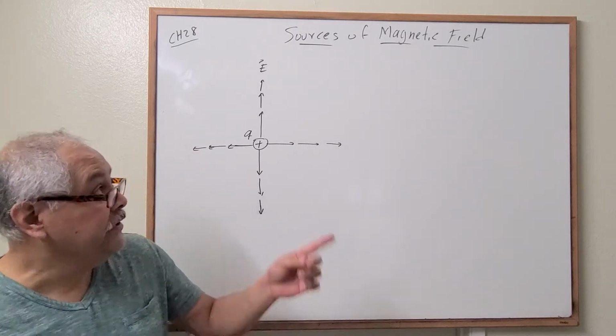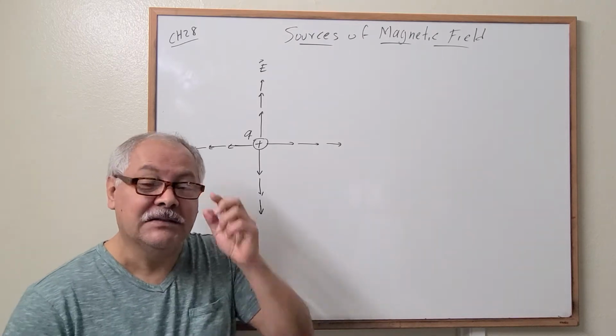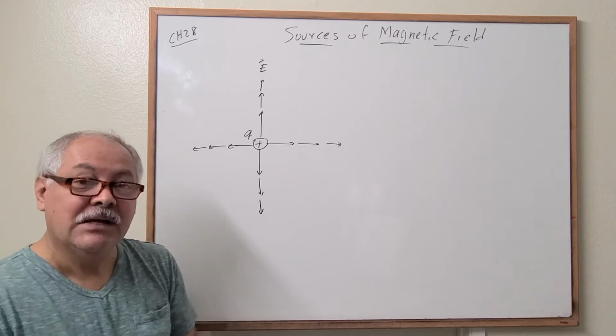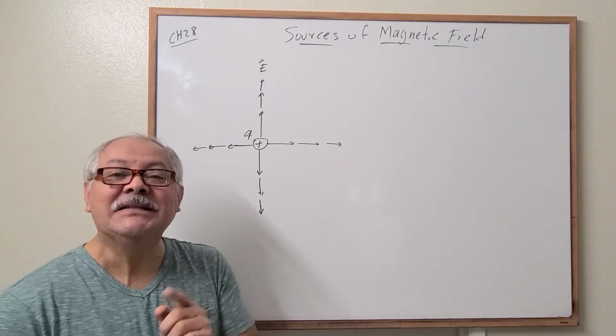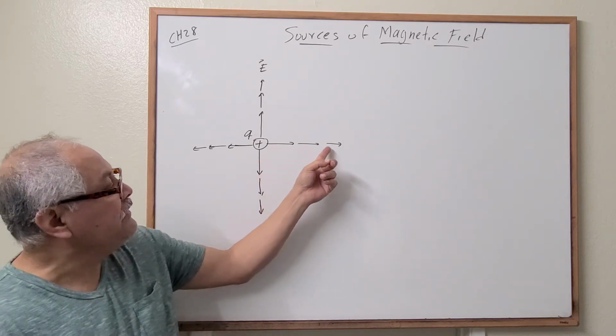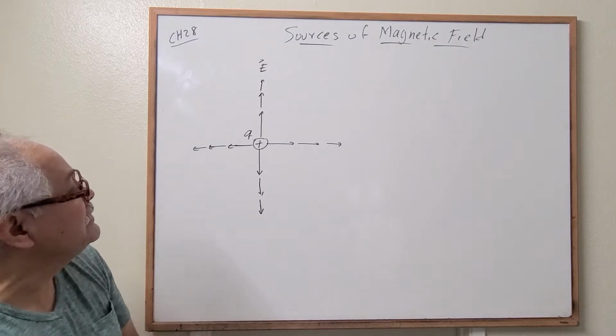Okay, let's go for the next topic. It's going to be sources of a magnetic field. The source of the magnetic field is the electric field, but the electric field when it changes. For example, we know that the intensity of the electric field changes with distance.